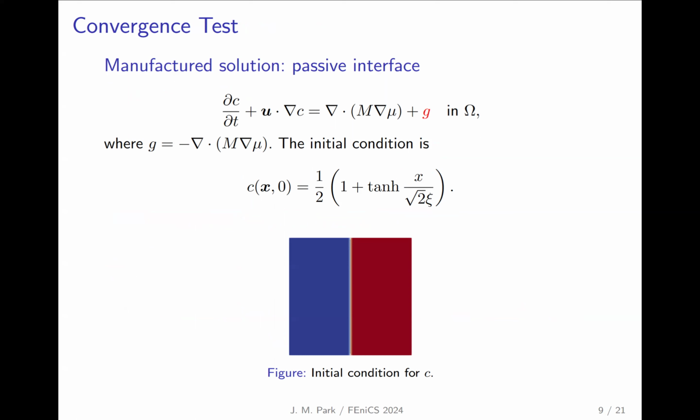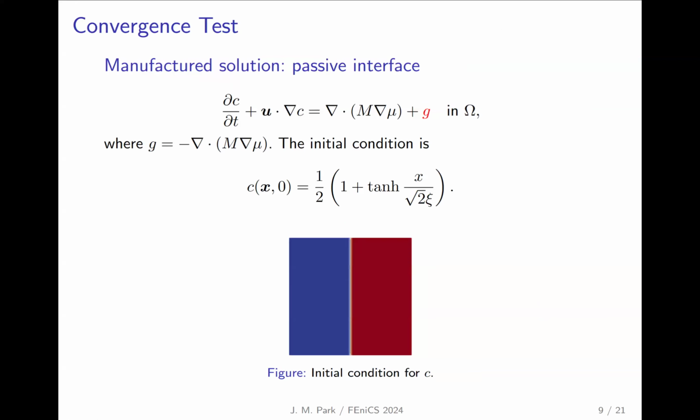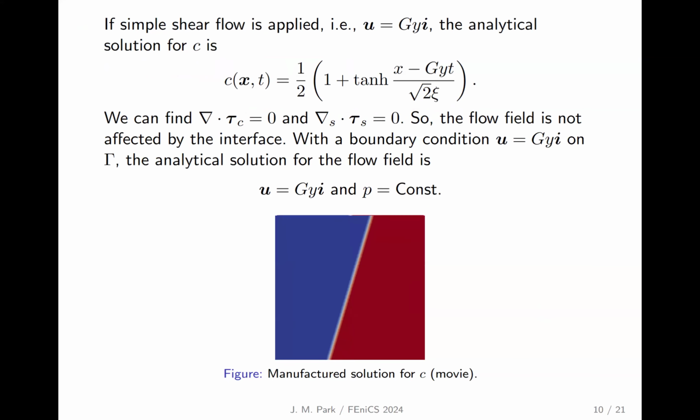So we produce a manufactured solution for the Cahn-Hilliard equation first. So we add this G term. So the phase field is just a convective problem, so we can find the analytical solution easily for this given initial condition. If we apply shear flow, the solution looks like this.